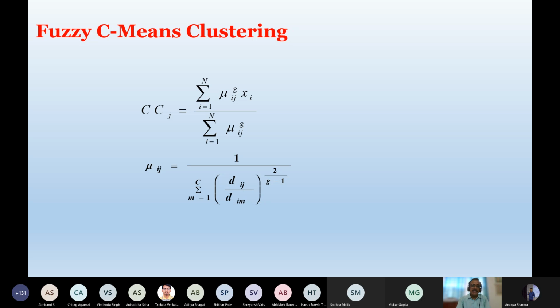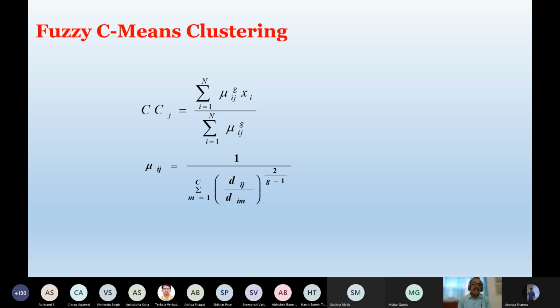Similarly, this mu ij, that is the membership function value of the ith data point with the jth cluster center, can be determined as 1 divided by summation m equals 1 to c. C is the total number of clusters. So dij divided by dim raised to the power 2 divided by g minus 1, and g is nothing but the level of cluster fuzziness.